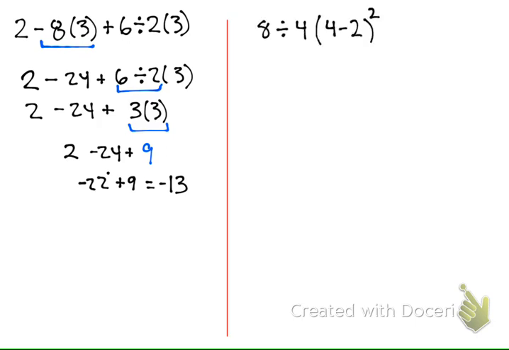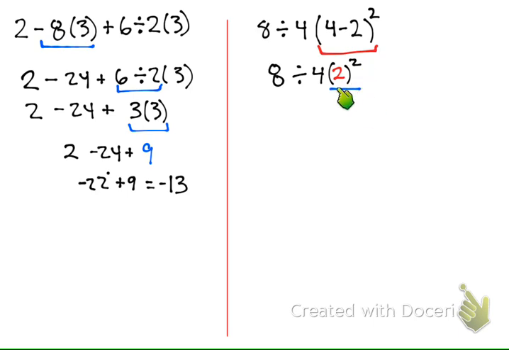So let's say we have 8 divided by 4 times 4 minus 2 squared. So we're still going to follow PEMDAS. First thing we have is parentheses, so we're going to do everything inside the parentheses first. We got 4 minus 2. That gets us 2. We're going to drop everything else down.